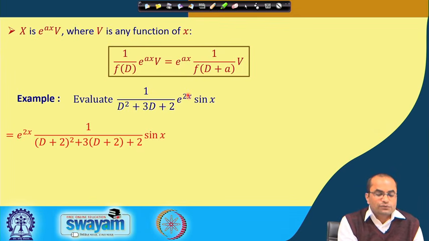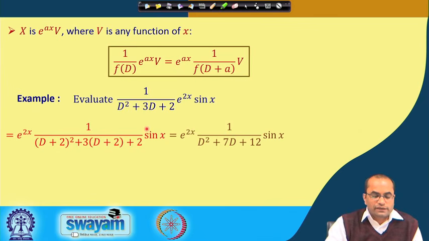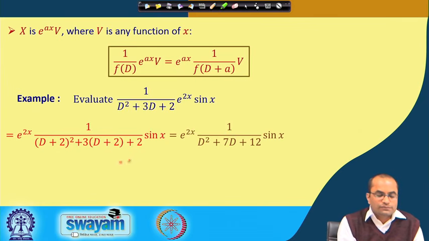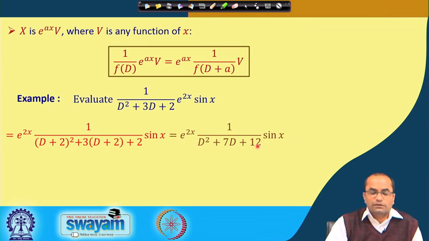So, here e power 2x we have taken out of this operation, but then D will be replaced by D plus 2, which is done here. And now, we want to operate this on this sin x, and that is what we have already learned here. So, just to simplify this, we will get D square plus 7D plus 11 on this sin, and then we can replace this D square by minus 1 as discussed before.